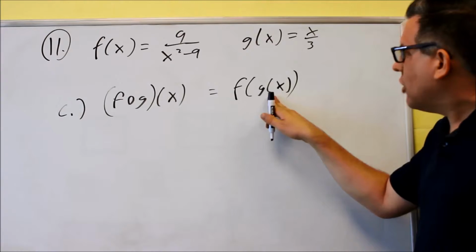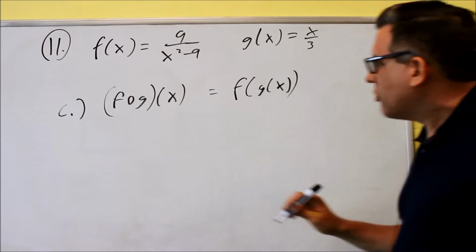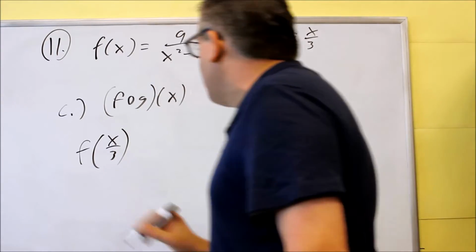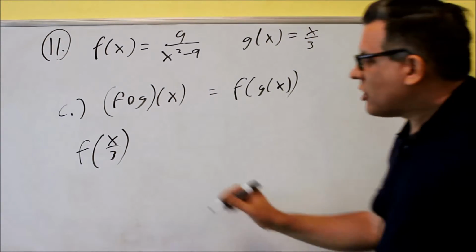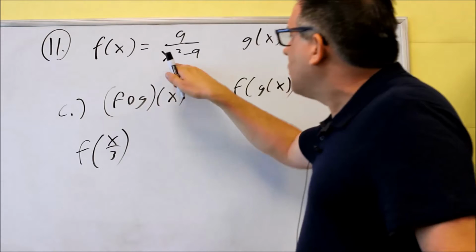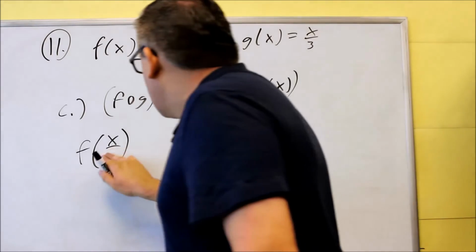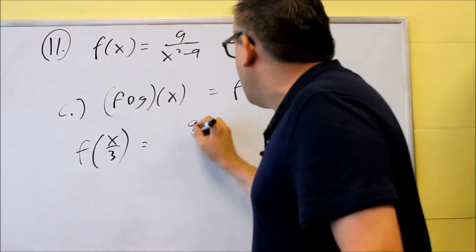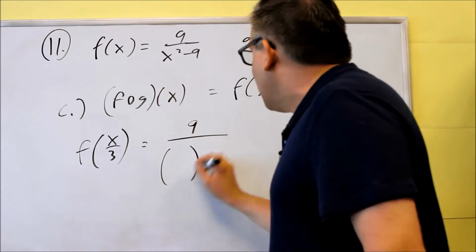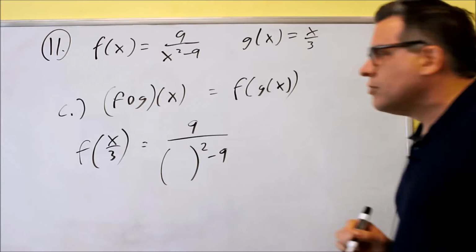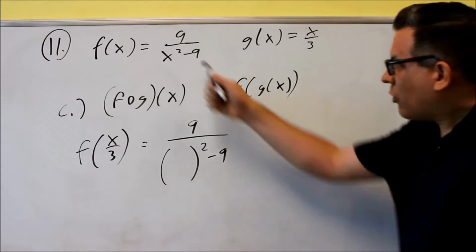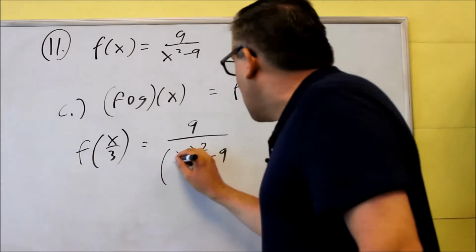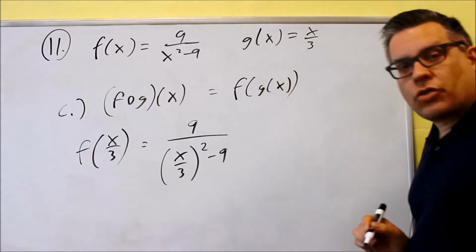I'm going to replace the g of x with the formula, which is x over 3. So it looks like this. f, and I have x over 3. It's going to go inside there. That means I'm putting x over 3 into this x right here. So what that means is I'm using this as a template. So I have 9 over the x I'm going to remove. So that's the template I'm using. I got rid of the x. Going to replace it with what's inside the parentheses here. In this case I have x over 3.